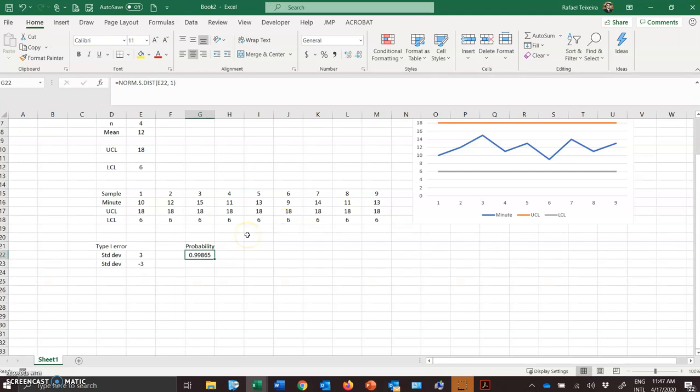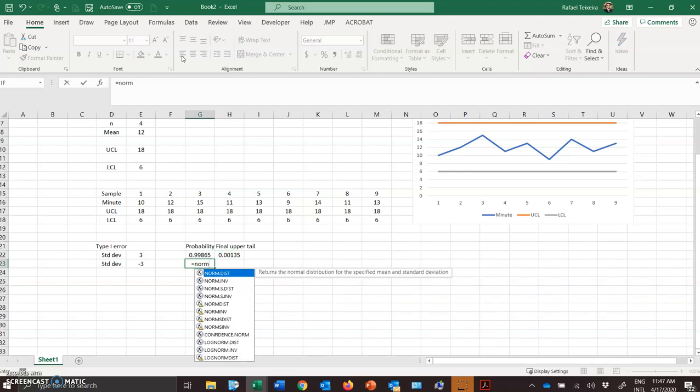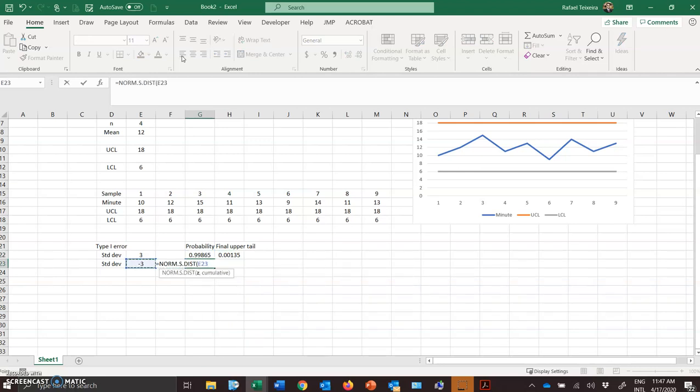To get the complement, what I have to do is find the upper tail. Let's call that the final upper tail. This final upper tail is going to be equal to 1 minus this number. And for this one, the probability is NORM.S.DIST of this number, and then 1, close parenthesis. So the final upper tail is going to be this number anyway.